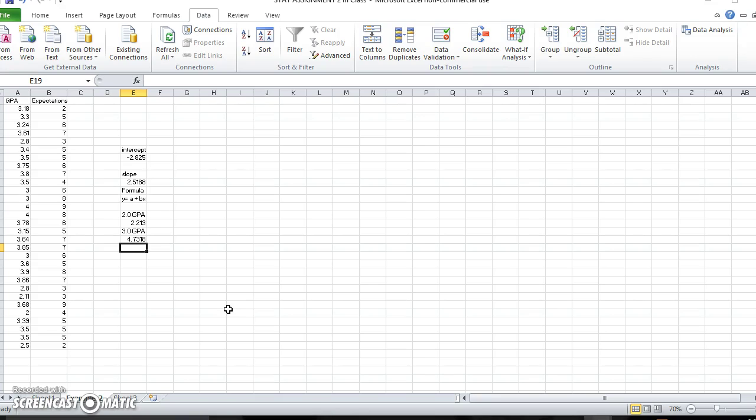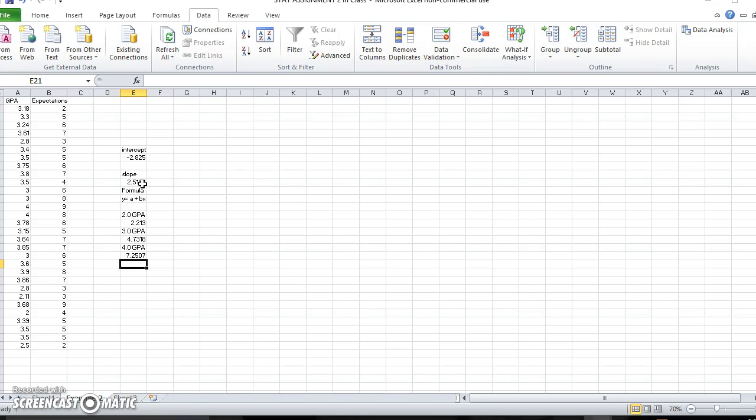So our expectations are predicted to be much higher with a 3.0 GPA than with a 2.0 GPA. And while we're at it, let's just do a 4.0 GPA. What are your expectations for the class based on your GPA? Again, anytime you do a formula in Excel, type equals the intercept, which is our a, plus b times x, and again, b is our slope, times 4. And we get a predicted expectation of 7.25.